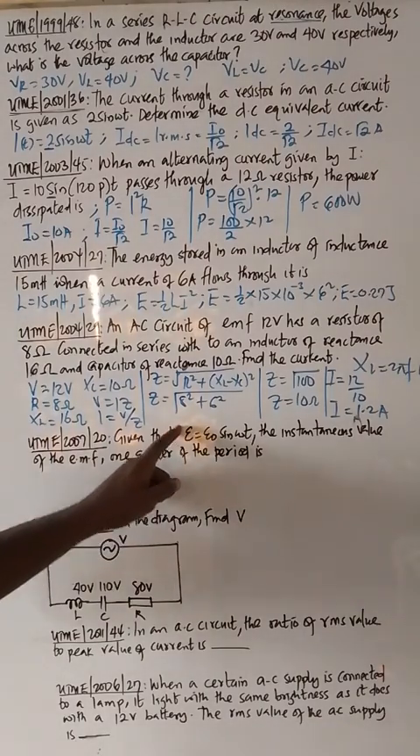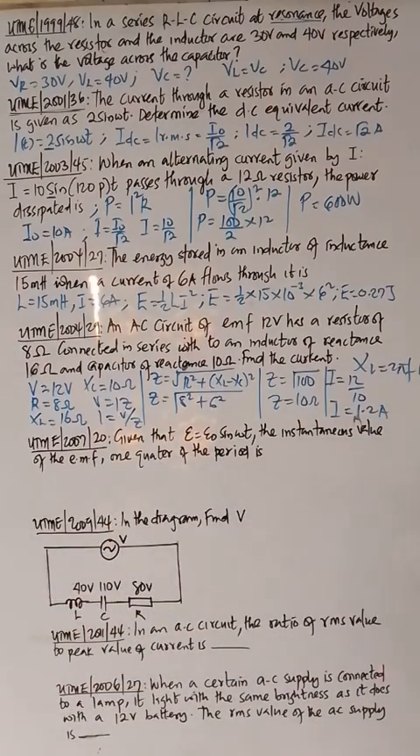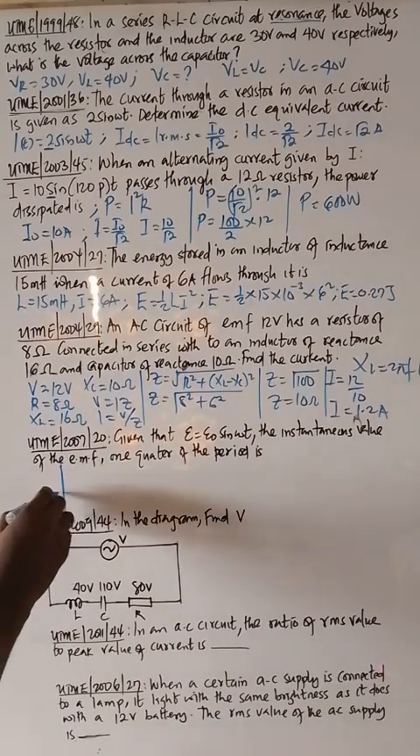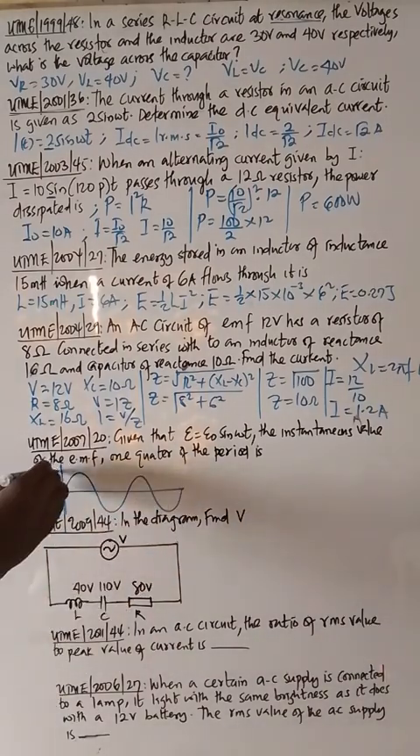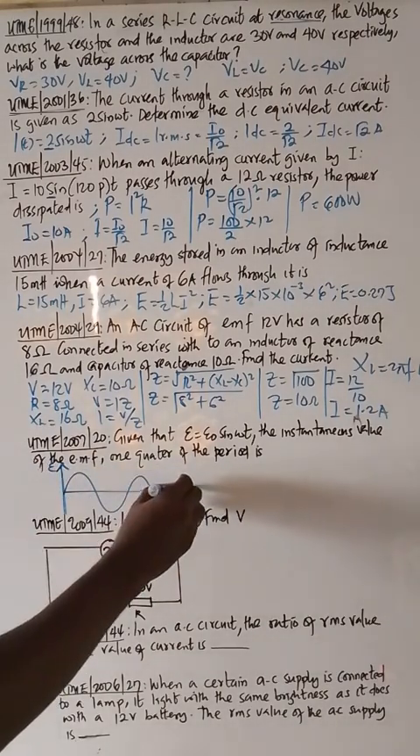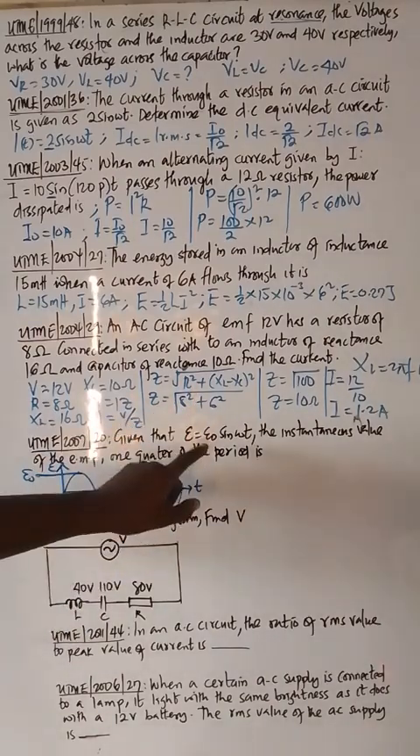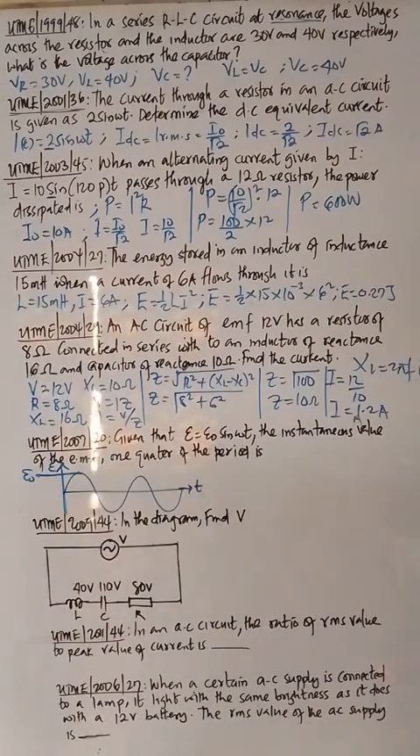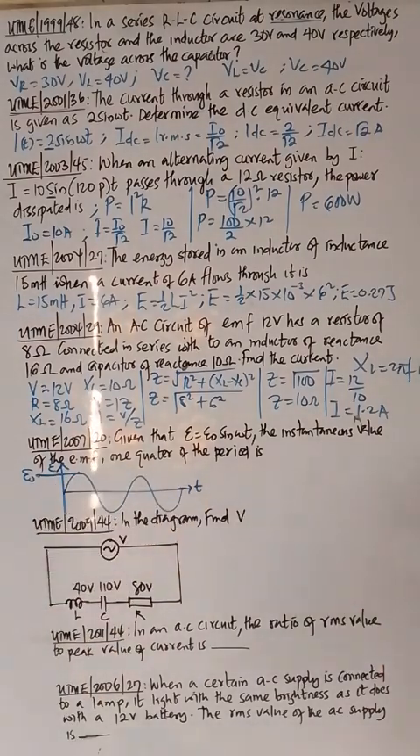Given that the PD or EMF is given as this AC EMF, the instantaneous value of the EMF at 1/4 of the period is, this is very simple. You can even draw it from the graph. Let's suppose this is the waveform, this is E against time. The maximum value of E is E naught, the maximum EMF. We are now looking for the instantaneous EMF. EMF at any point in time on this graph is called instantaneous. But it told us 1/4 of the period, so what is 1/4 of a period?